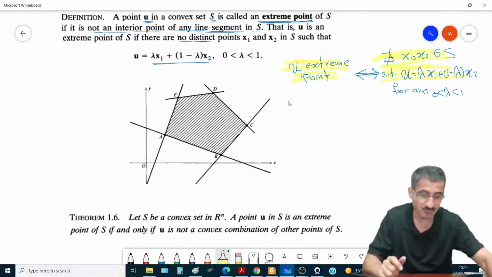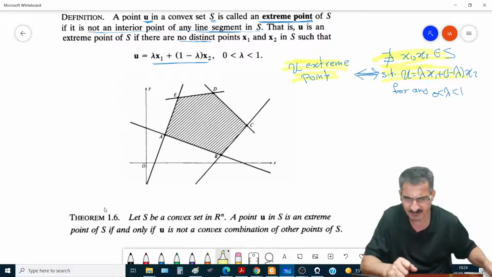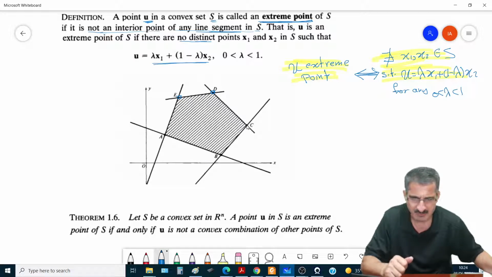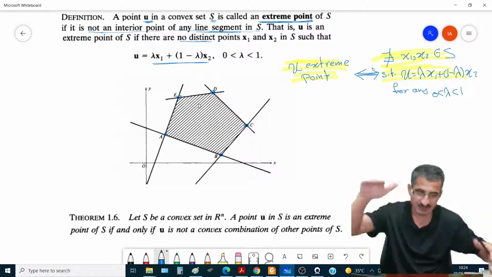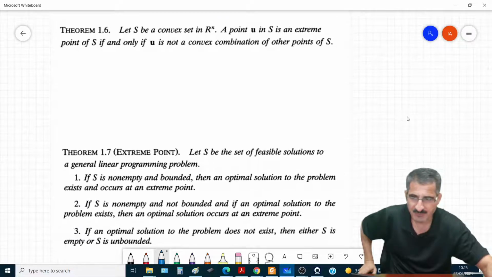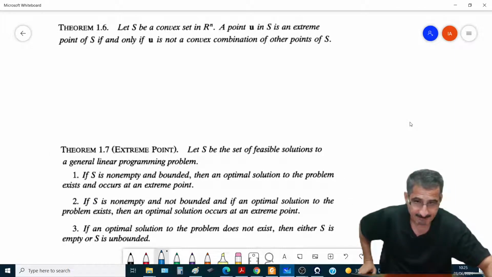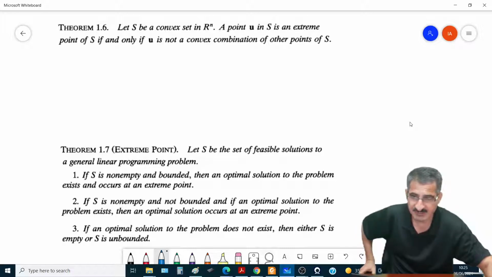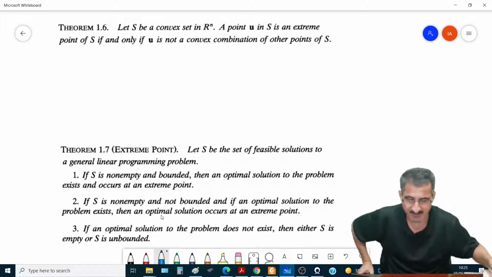Okay, we will use that to do proofs. And as you can see, I made a figure. This is an extreme point. These are all extreme points. Now, this convex set came out to be an intersection of closed half spaces, right? Now, let S be a convex set in Rn. A point U is an extreme point if and only if it is not a convex combination of points of S. So let us prove that. It is an exercise for you to do, but I will sketch a proof.